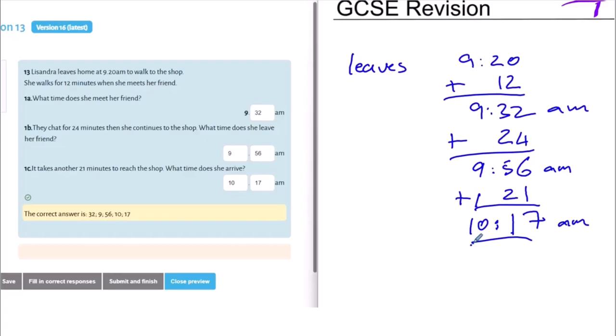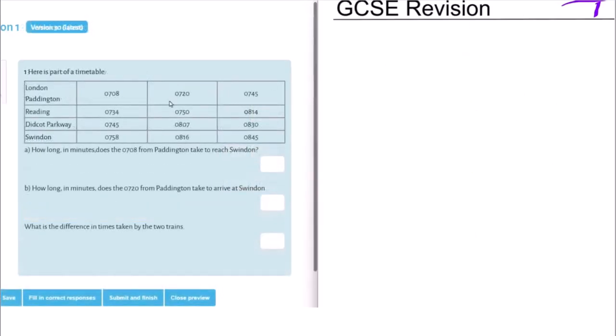The other thing that comes up are timetables of buses and trains. Let's have a look at one of these. Again, this is a typical type of exam question. Here's part of a timetable. London Paddington to Swindon. How long in minutes does the 0708 from Paddington take to reach Swindon?